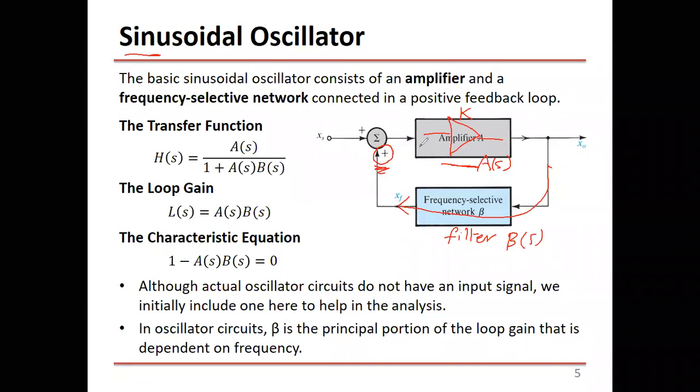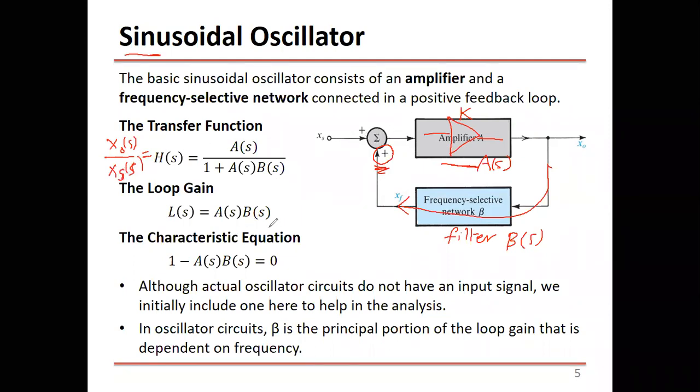So we have two components, an amplifier and a filter in the feedback, and a positive feedback, okay? And if you do the analysis, as we're going to see, this is the transfer function of this system here. If you divide, so this is X output of S divided by X input of S, or X source in this case, okay? So this is S.